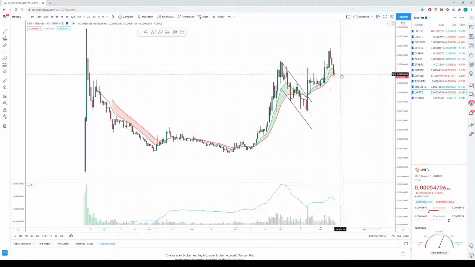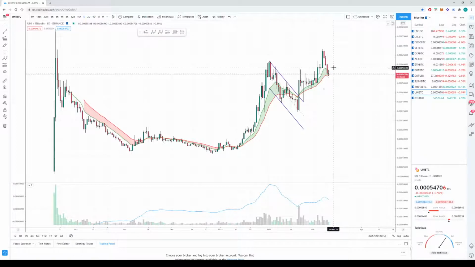Uni BTC looks like it hopefully is stabilizing. Another green candle. I'd be interested in entering the trade.